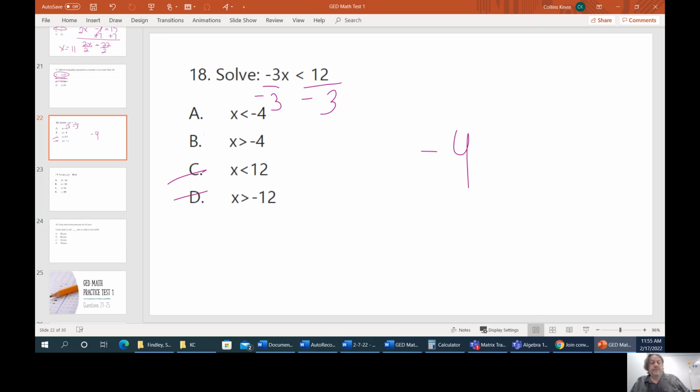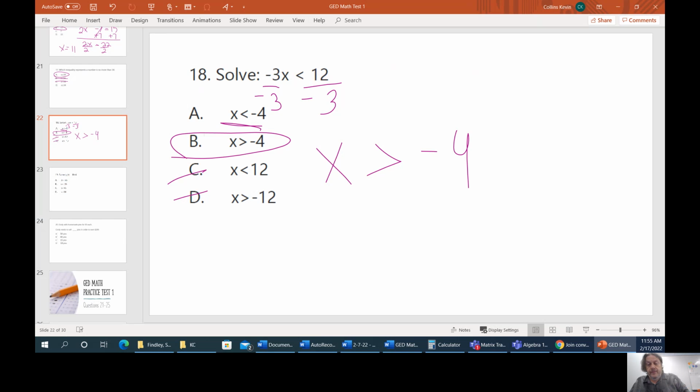So right away we know these guys are out. Here's the original thing, but we divided by the negative number, which means we have to flip the sign in the other direction. So that means this is going to be our guy.